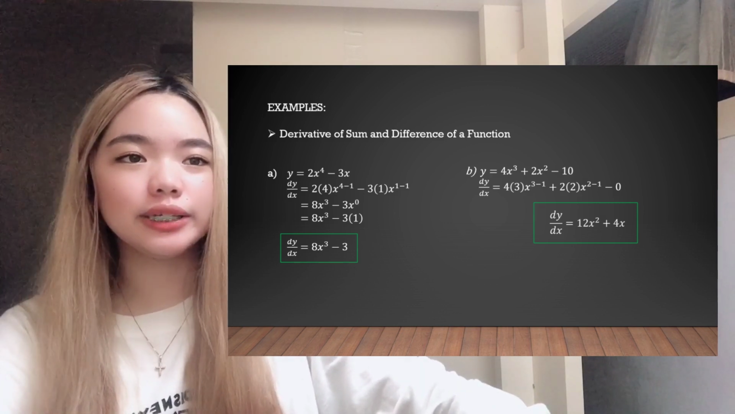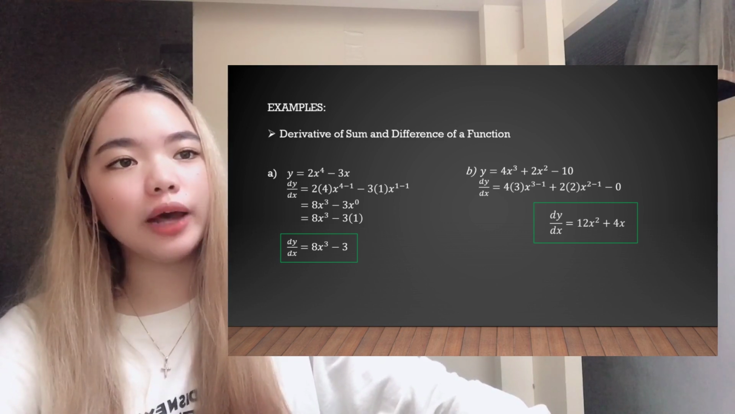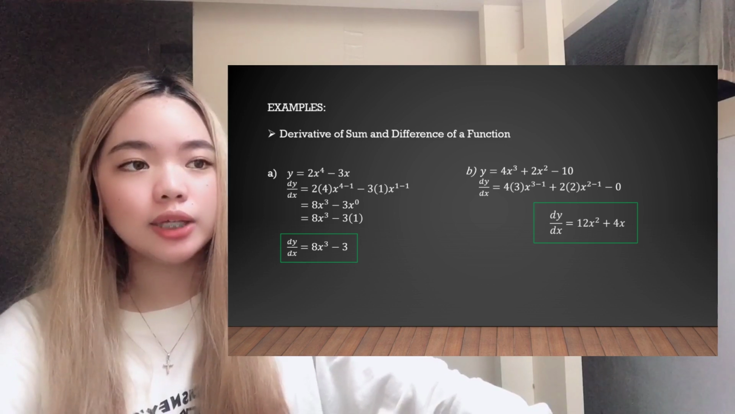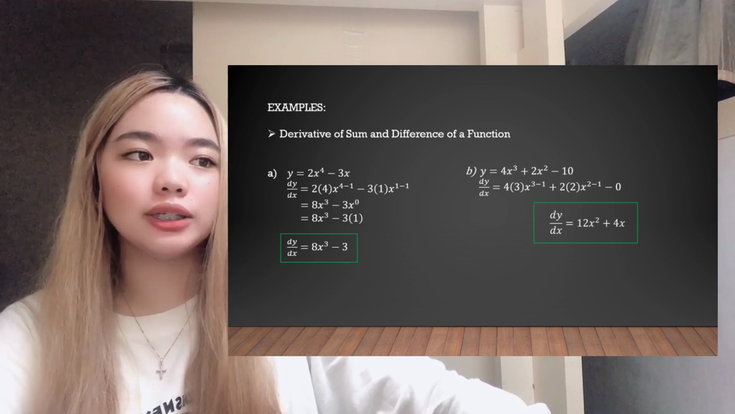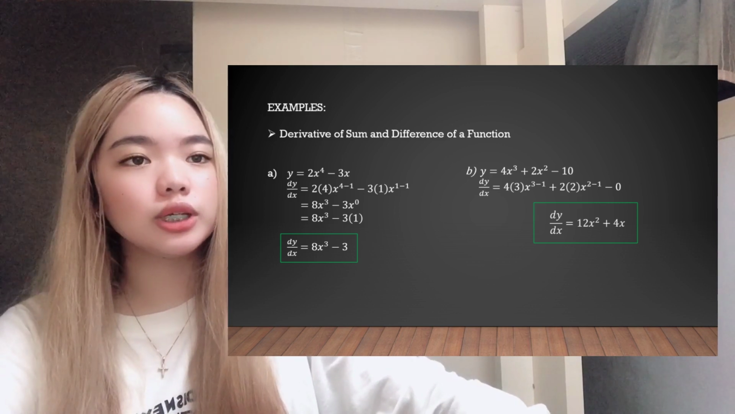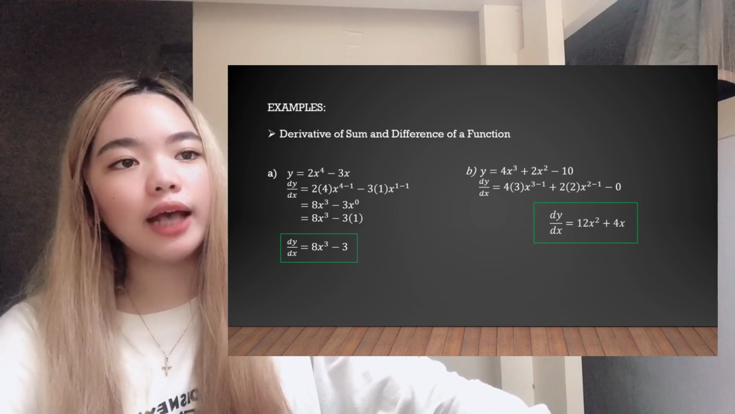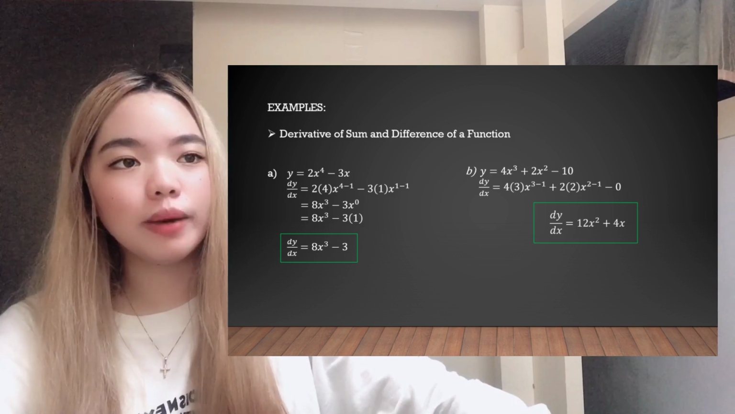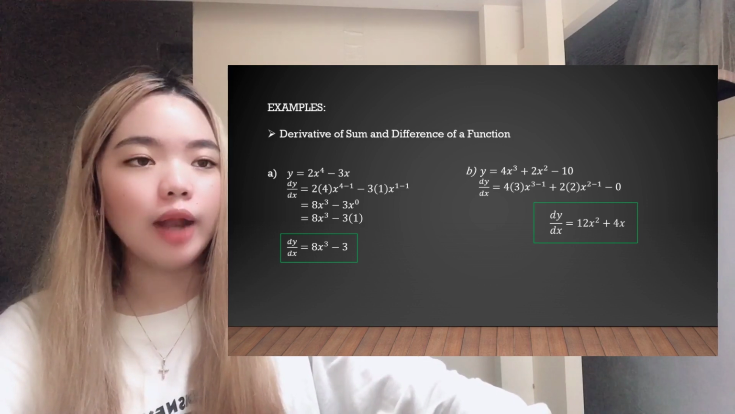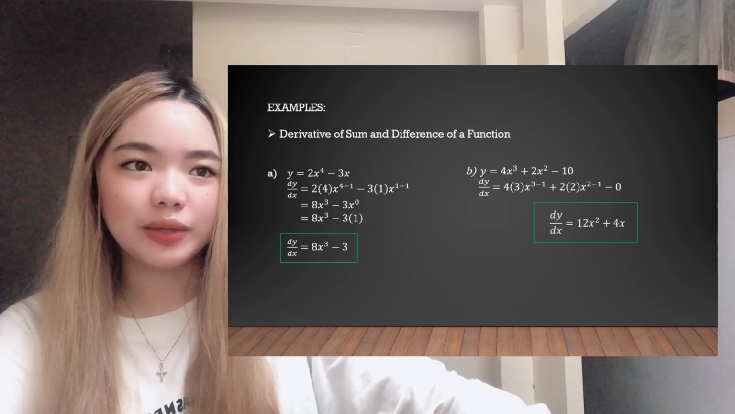For the second example, we have y equals 4x raised to 3 plus 2x raised to 2 minus 10. The difference between this and the first question is that this one has 3 terms. So dy over dx equals 4 multiplied by 3, x raised to 3 minus 1, plus 2 multiplied by 2, x raised to 2 minus 1, minus 0. And we get the derivative of 12x raised to 2 plus 4x. This is the final answer for the second question.